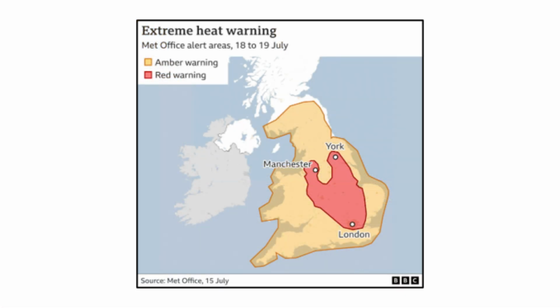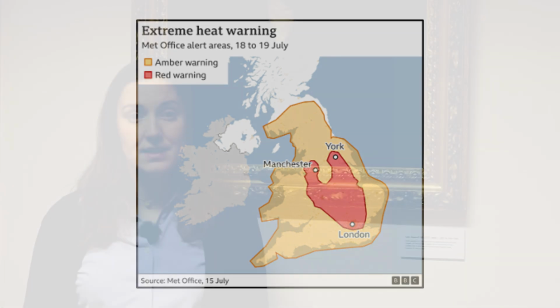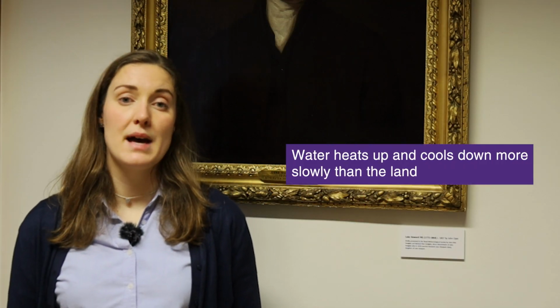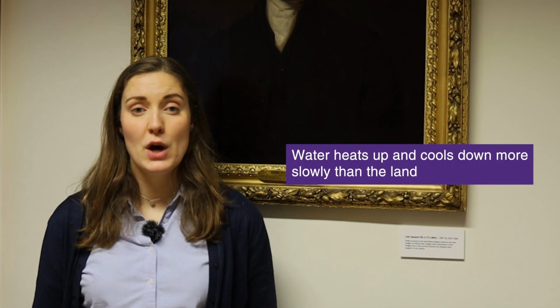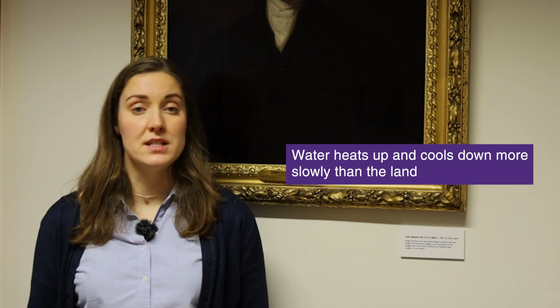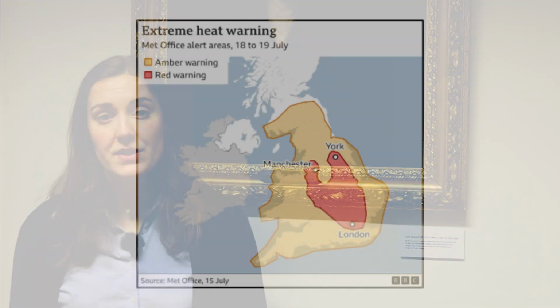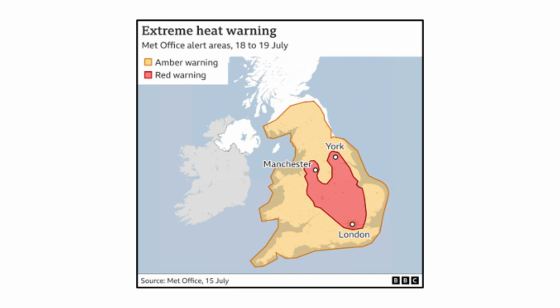On this map, which shows the area affected by heat warnings, you can see the impact the sea has. Remember, water heats up and cools down more slowly than the land, so in hot periods the air nearer water tends to be cooler. And you can also see the effect of hills. The Pennines kept the area between Manchester and York cooler.